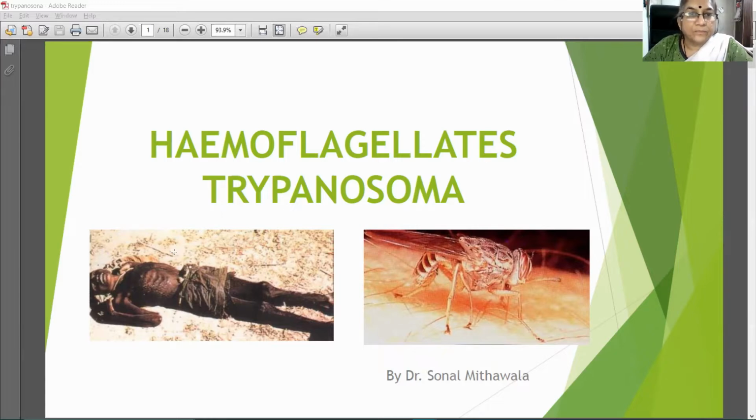Hemoflagellates are the protozoans that are present in the blood tissue of the humans. These have a single flagellum and different types of morphological forms. They require more than one host to complete their life cycle.